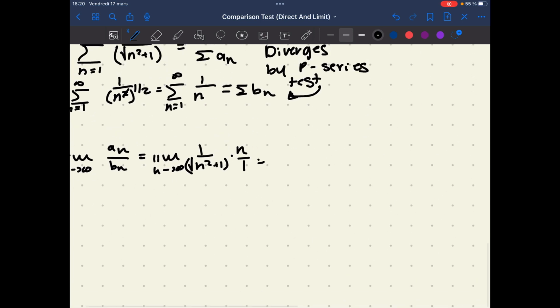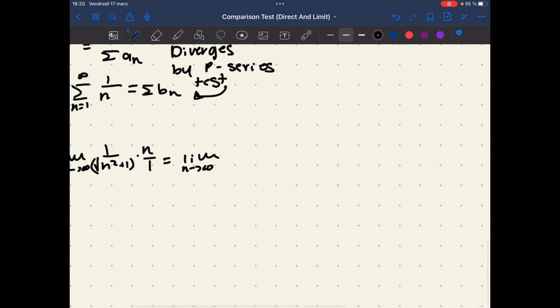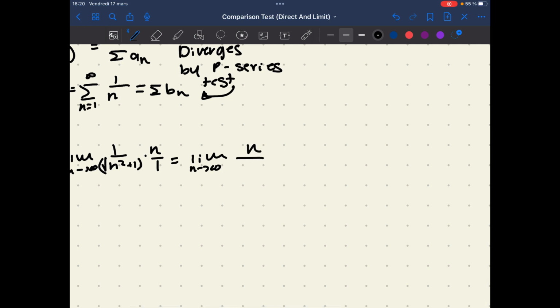Okay, now we have n. Oh, hold on. Limit as n approaches infinity of n over... We could just take the leading terms of these two. The plus 1 doesn't really affect anything. This right here is equal to 1.